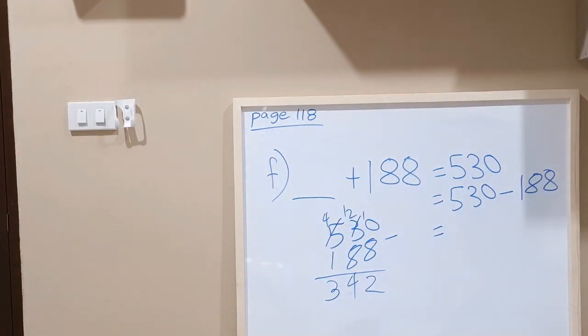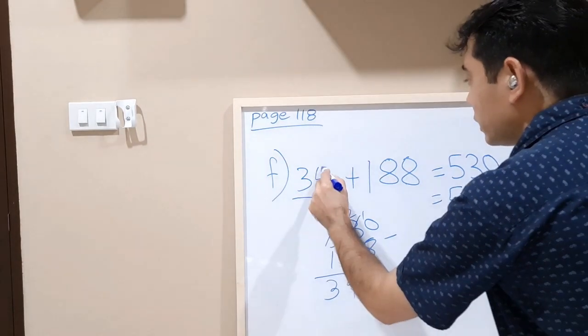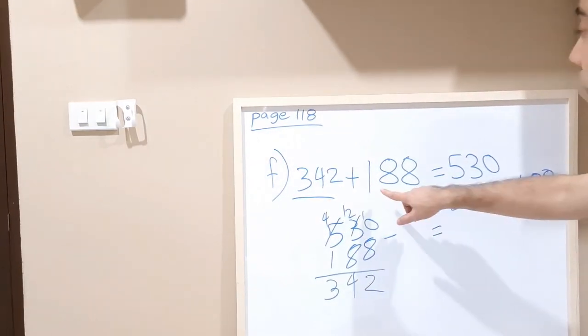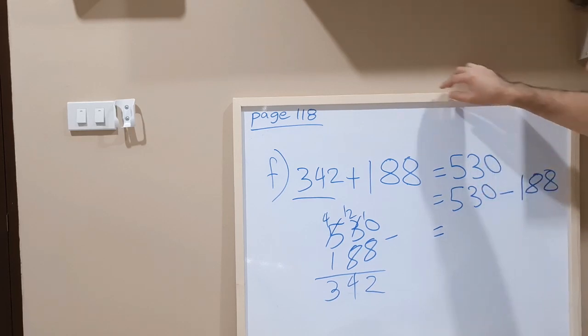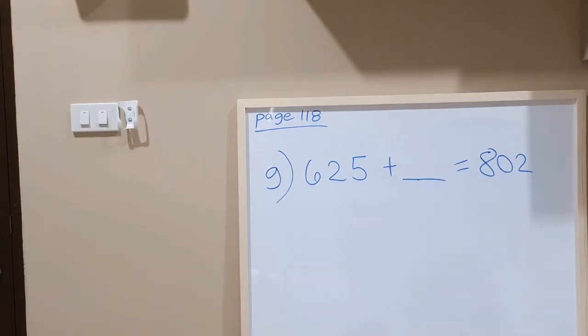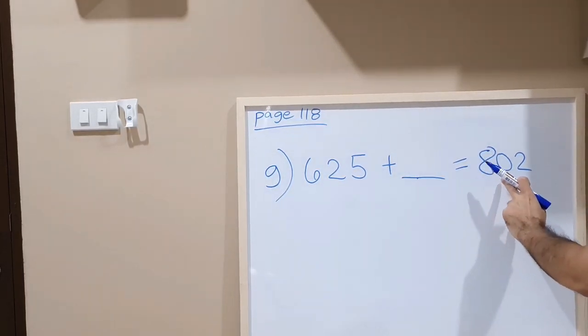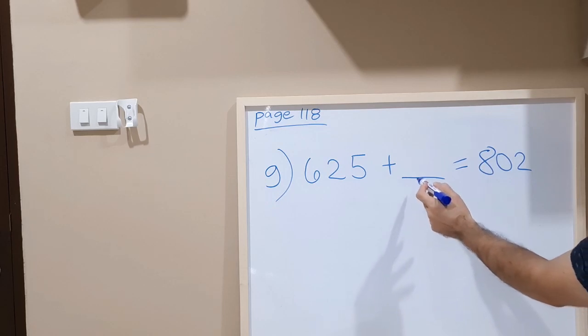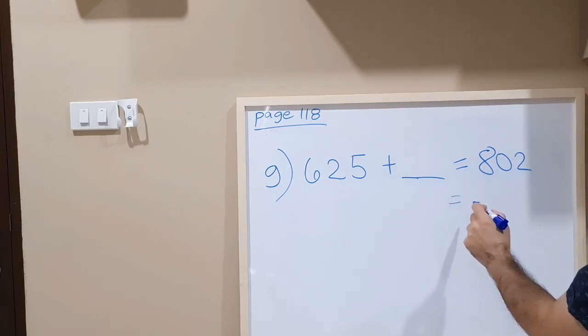So the answer there is 342. So I will write it here. 342 plus 188, it will give you 530. Okay, now let's try finding the number. If we add these two numbers, it is 802, right? But since it's empty, let's try finding the answer.